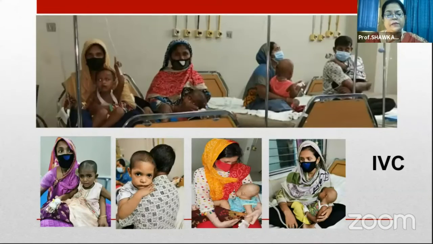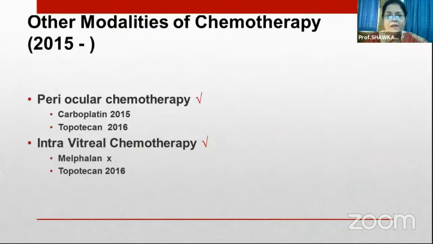And now this is the intravenous chemotherapy, and we have almost 40 patients in a week and 150 to 160 patients in a month. We are giving intravenous chemotherapy, from 0-1 to 150 in a month now. At that time we started giving other chemotherapy modalities like periocular chemotherapy. We started carboplatin in 2015 and topotecan in 2016, because topotecan was not available in 2015. For intravitreal chemotherapy, we don't give melphalan, we give topotecan, because melphalan has many complications.